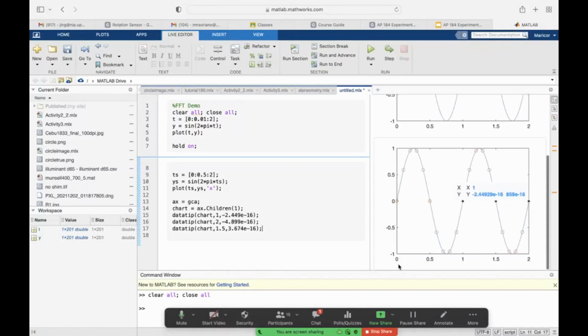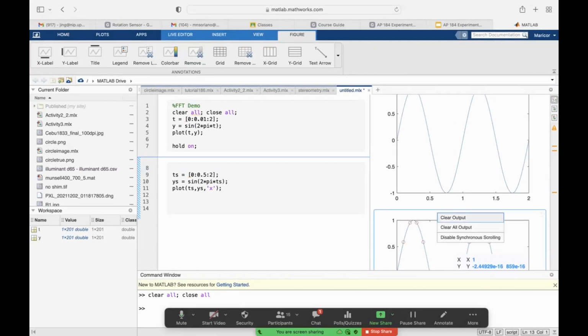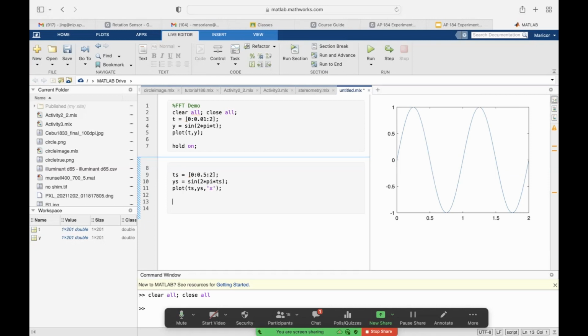Ano ba ito? Alis ka dyan. Ay, joke. Ano ba yan? Ito, no. Alis ka dyan. Hindi dito. How do I get you out? Yan. Okay. Now, how about this? Let's run this section.